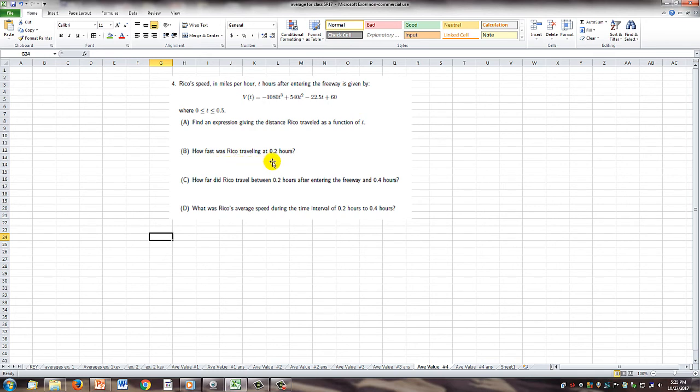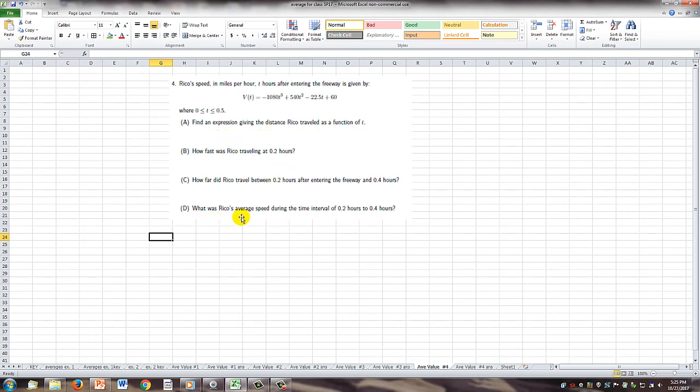So what's this question asking you to use? It's asking you for velocity, how fast. And it's not a calculus problem. This velocity function says when you know the time, you know the velocity. So all you would do is plug 0.2 into that velocity function. Third question says how far did Rico travel between 0.2 hours after entering the freeway and 0.4 hours? So how far means you would use your distance function, which we found in A.